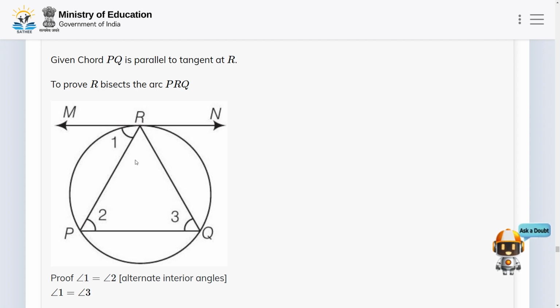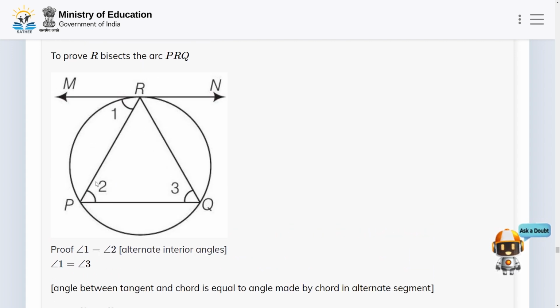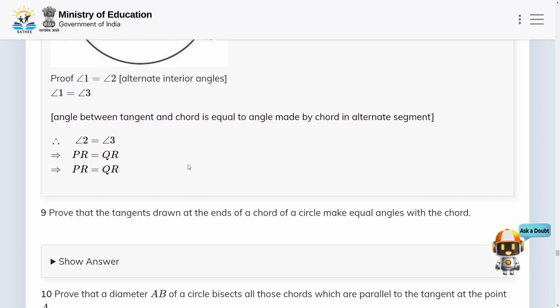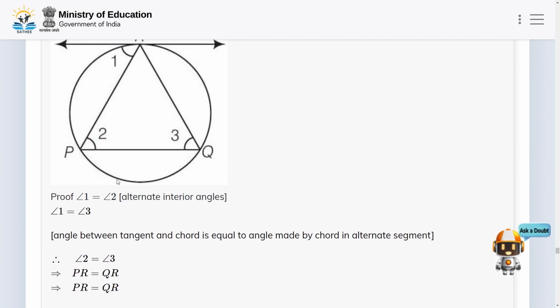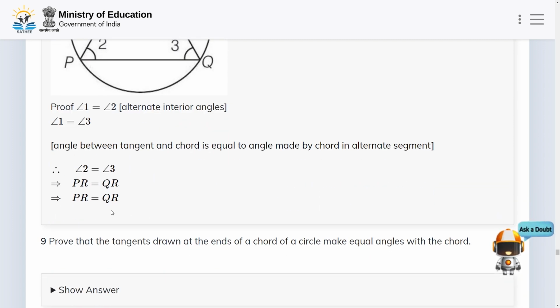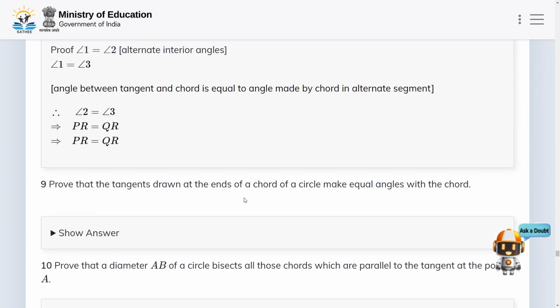Angle 1 is equal to angle 2, they are equal since they are alternate interior angles. And angle 1 is equal to angle 3, since the angle between a tangent and a chord is equal to the angle made by the chord in the alternate segment. Therefore angle 2 is equal to angle 3, and it implies PR is equal to QR. So hence proved. Now let us move to the next problem.